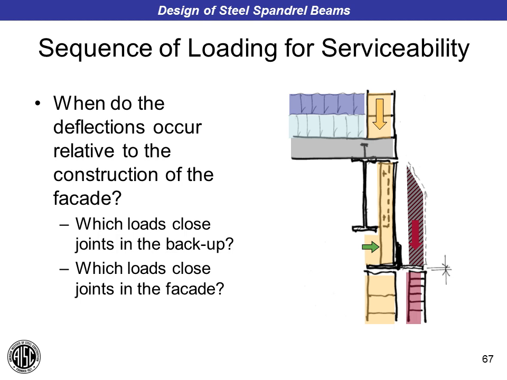Which loads cause the joints in the backup to close, and which loads cause the joints in the facade to close? So in this example, loads that occur before the brick is in place on the building, and those loads would be the self-weight of the spandrel beam and the self-load of the slab, and perhaps even the self-load of the backup, will occur before the brick is even erected. So those loads we don't have to consider when we design the soft joint. We do need to consider superimposed dead loads that are applied after the sealant and brick are in place, and we do need to consider the live loads as well.